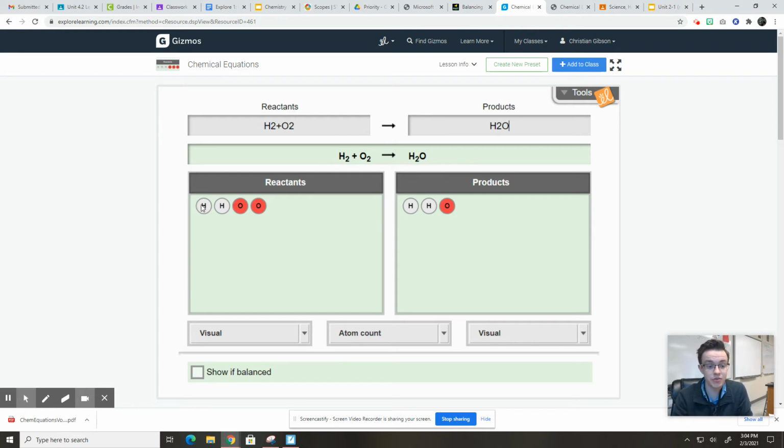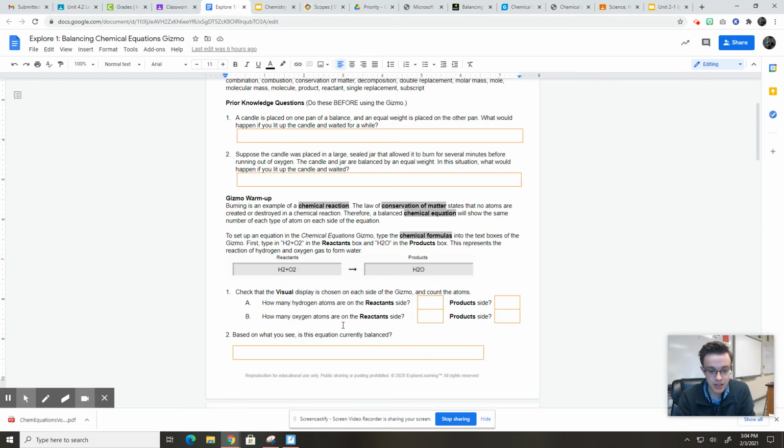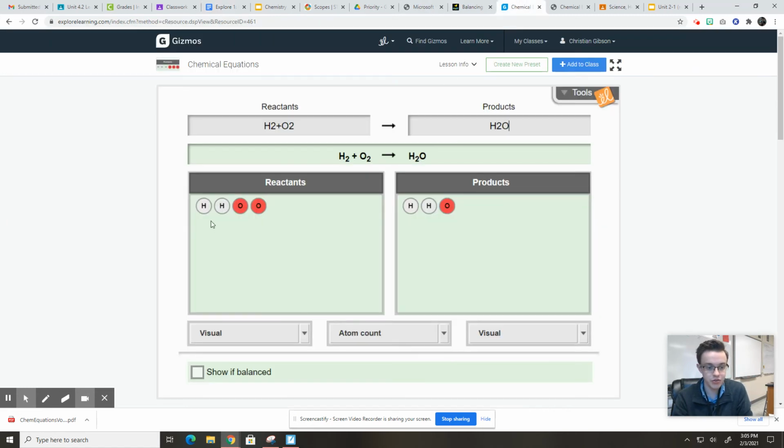And what this has done is it's gone through and counted out the number of atoms in the reactants for each element and in the products. All right, so it says how many hydrogen atoms are on the reactant side, okay? On the product side. How many oxygen atoms are on the reactant side? How many are on the product side? Let's go back and count. So we've got 2 hydrogen atoms, H2, on the reactants, 2 in the products. So that seems to be balanced as far as hydrogen goes. But look at the oxygen. We've got 2 atoms of oxygen in the reactants and only 1 in the products.